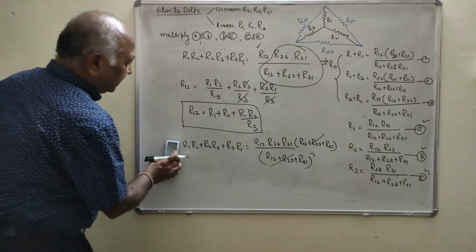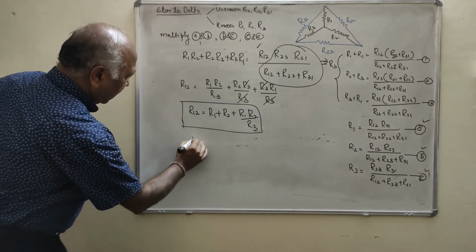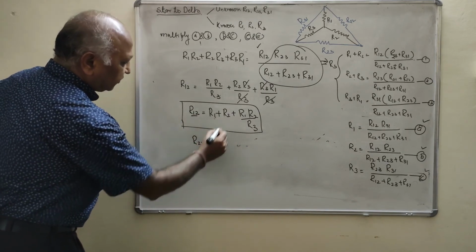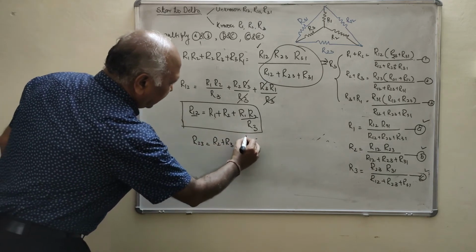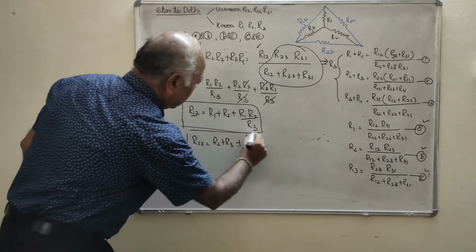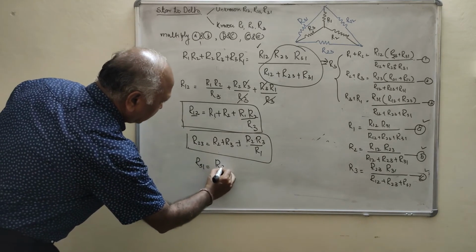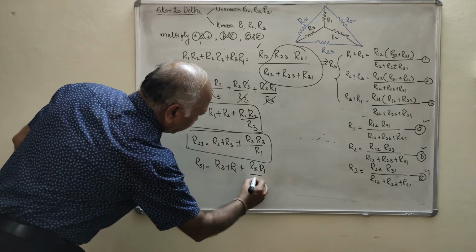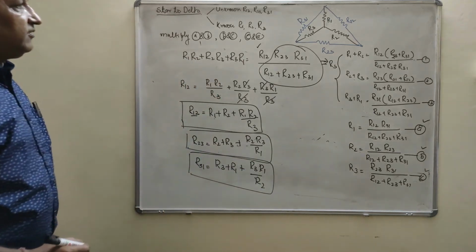Clear? Now you can write easily. What is the value of R23? It will be R2 plus R3 plus R2 into R3 upon R1. Any doubt? Clear? And R31 is equal to R3 plus R1 plus R3R1 upon R2. This is the conversion. Any doubt?